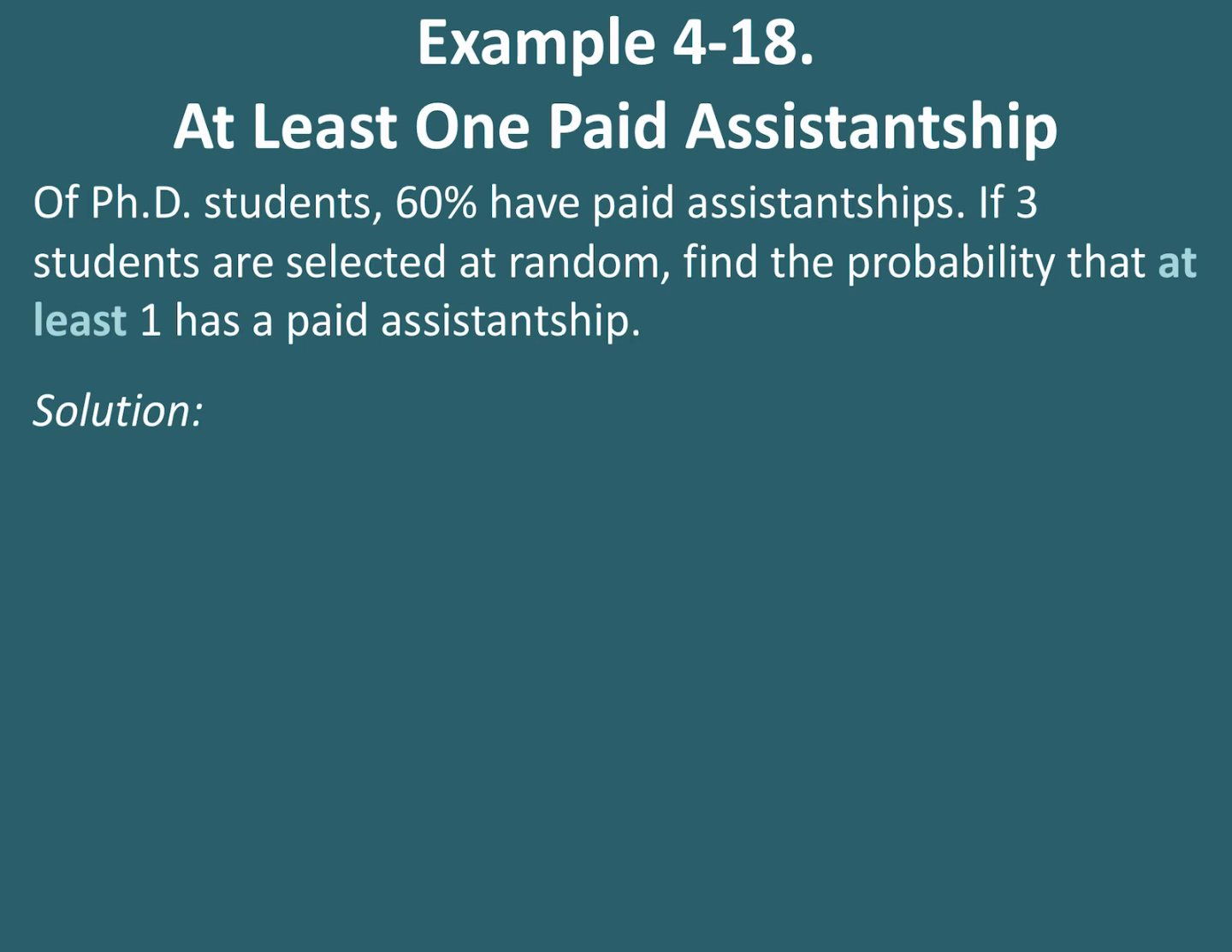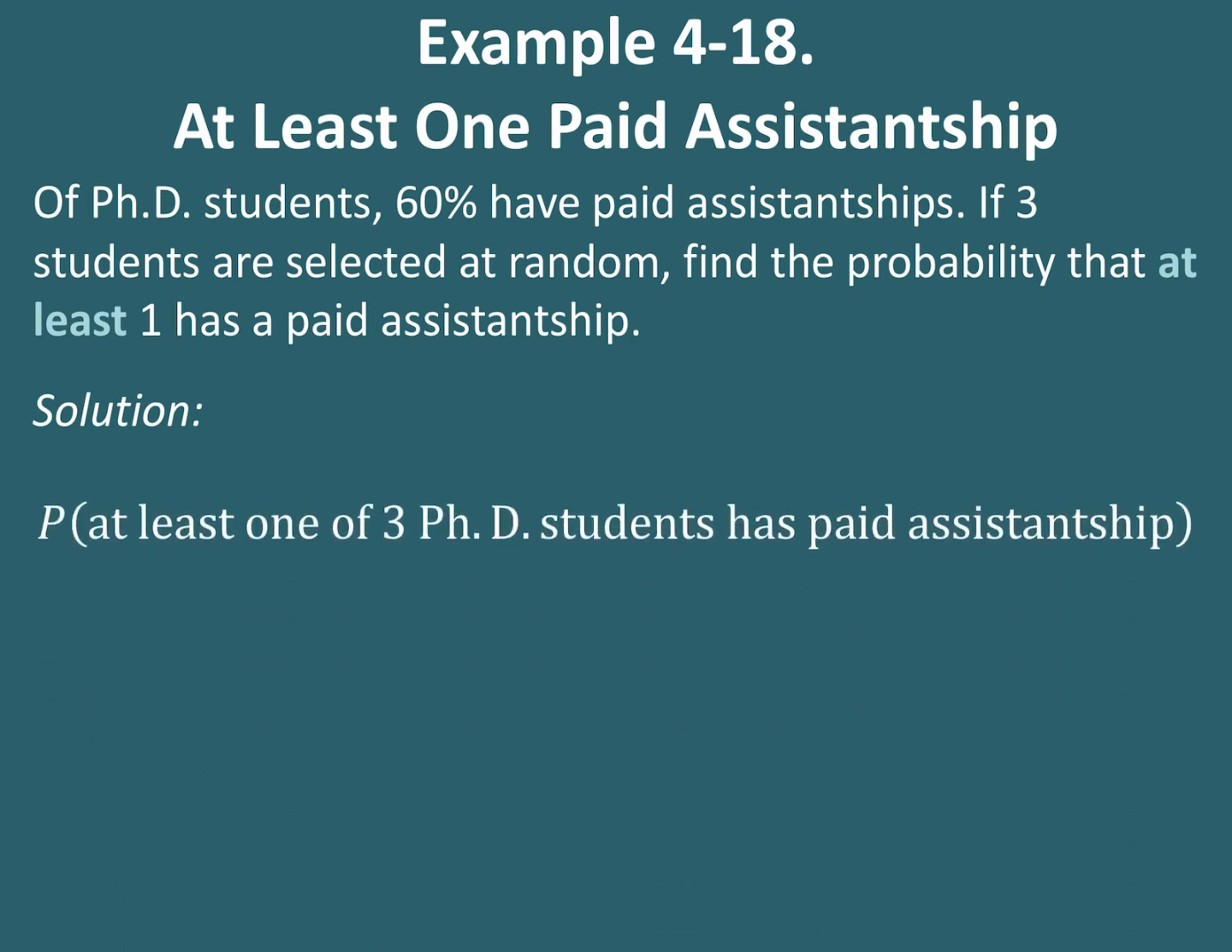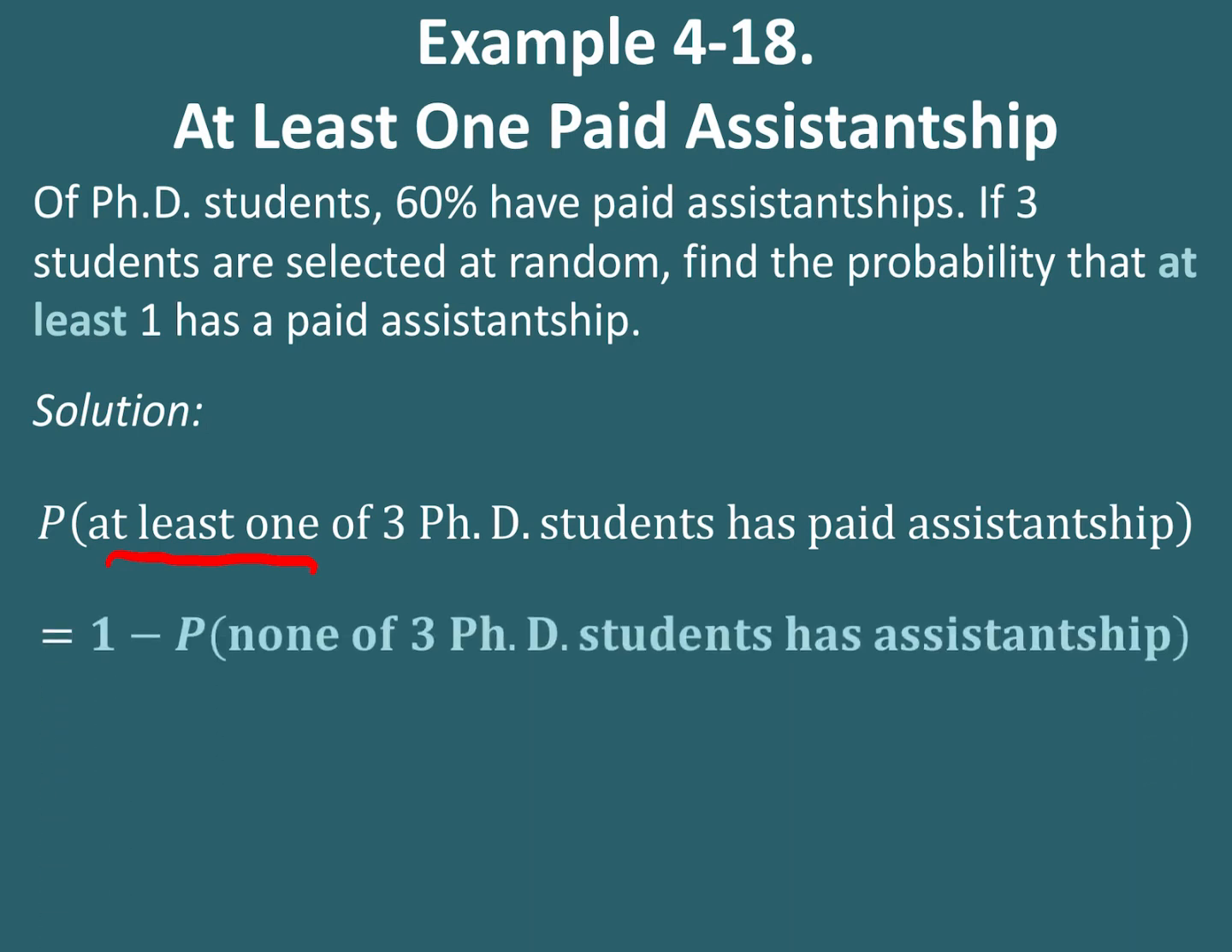For example, of PhD students at a particular college, 60% have paid assistantships. If 3 students are selected at random, find the probability that at least one has a paid assistantship. So if we're looking for the probability that at least one of the 3 PhD students has a paid assistantship, we need to go ahead and use the complementary event rule as follows, which is 1 minus the probability that none of the PhD students has an assistantship.